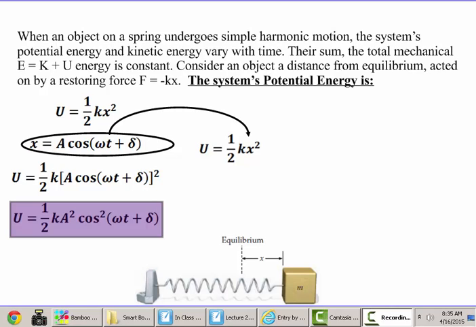Go back over this again. So again, 1/2 kx squared. Once I deflect that spring, that's the maximum energy that spring can have anywhere along here. That energy will be constant no matter where I am in this oscillation. Does that make sense? It will change from potential energy to kinetic energy.